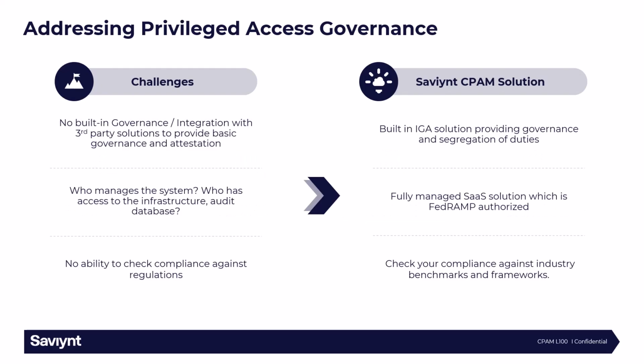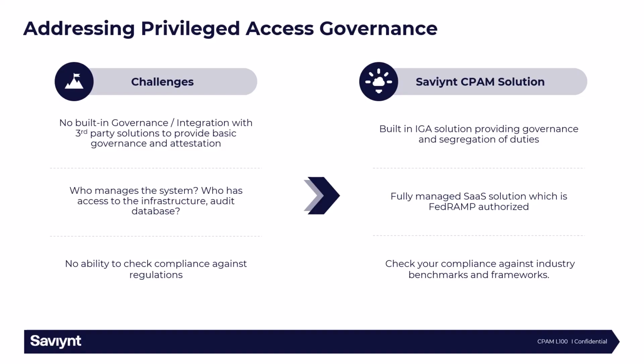Addressing privileged access governance, challenges such as no built-in governance or integration with third-party solutions to provide basic governance and attestation are observed in other traditional PAM tools. The Saviynt PAM solution is a converged platform with IGA that provides governance and segregation of duties as well.